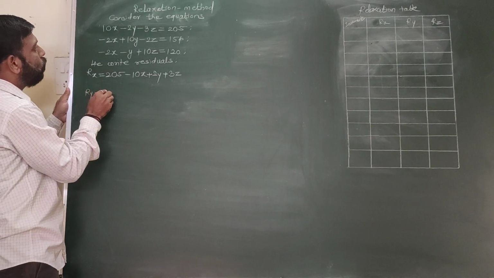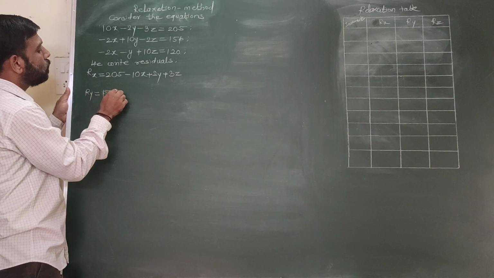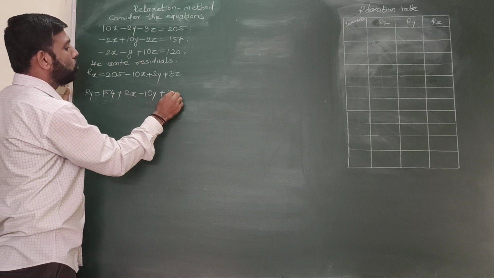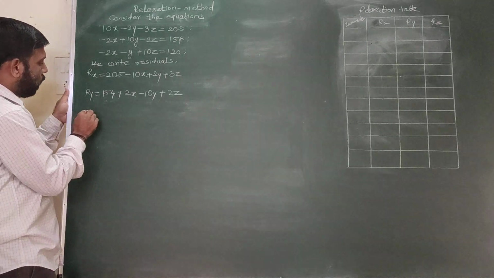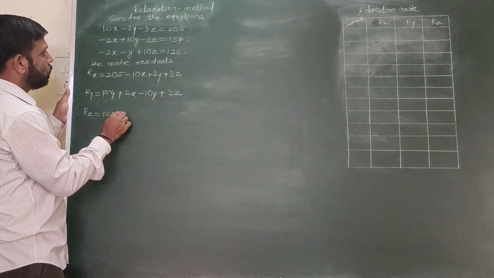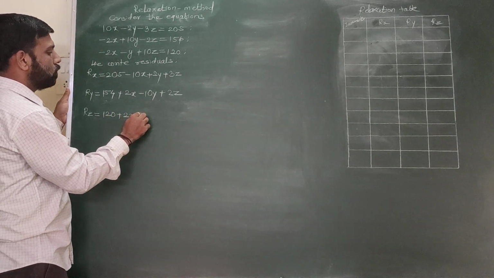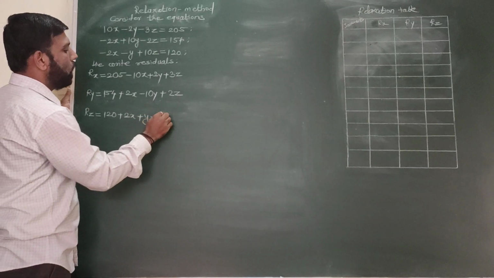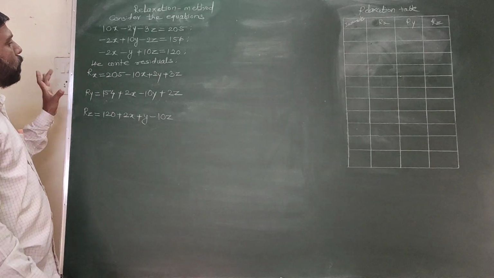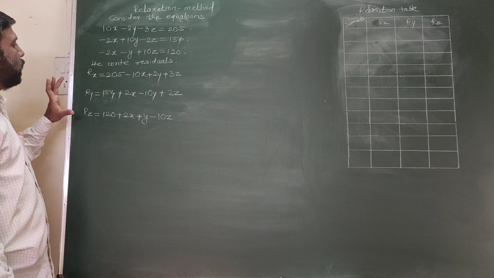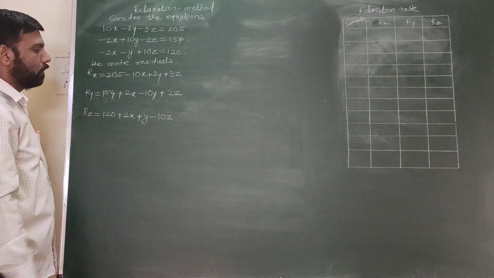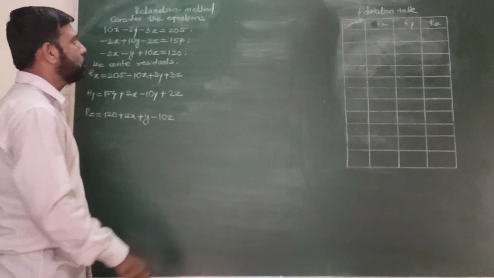Similarly, we will write here r of y, minus 10y plus 2z. R of z equals plus 2x plus y minus 10 of z. So in the first part, that is step 1, we write residuals for each equation variable x, y and z. So this is the format of writing residuals.